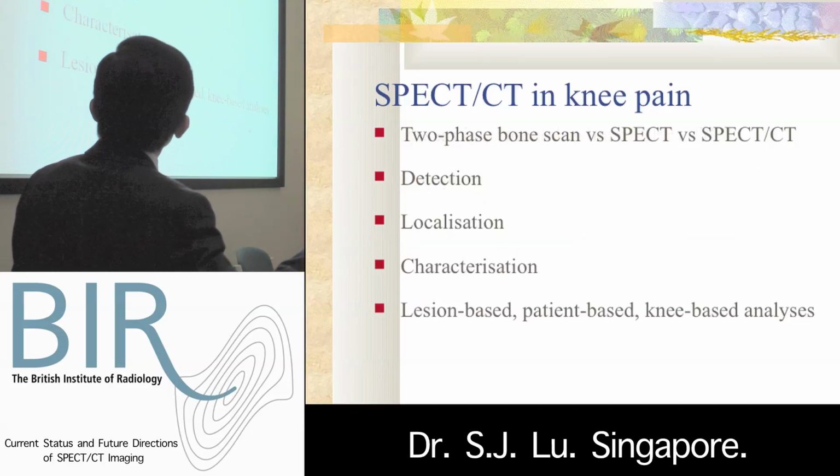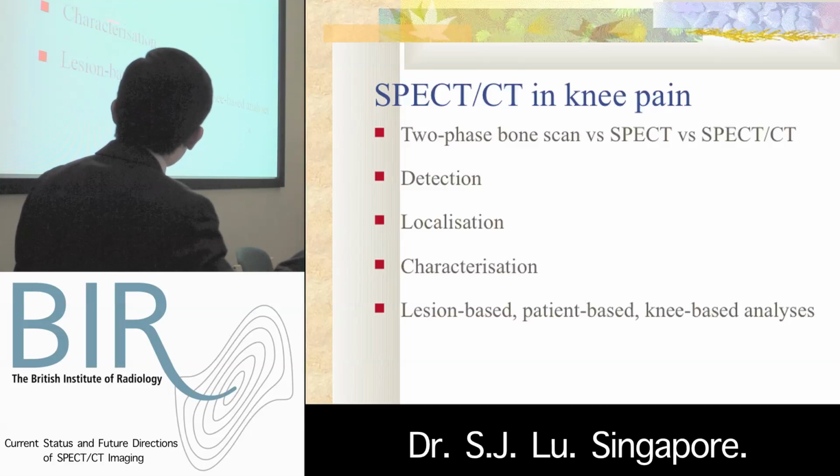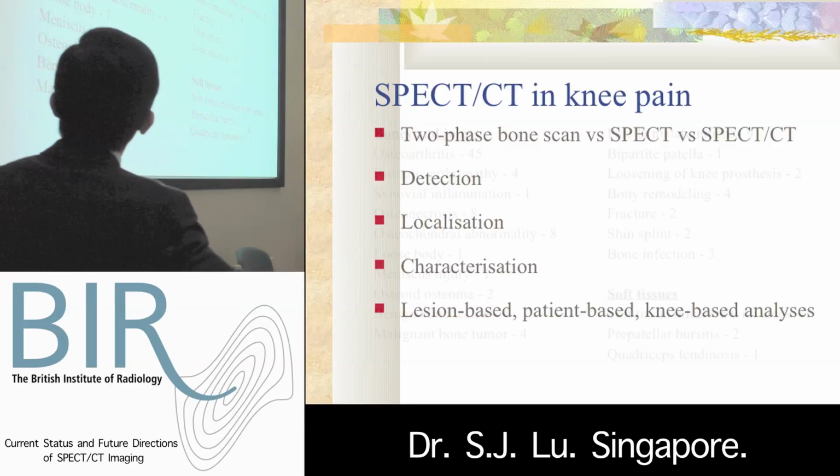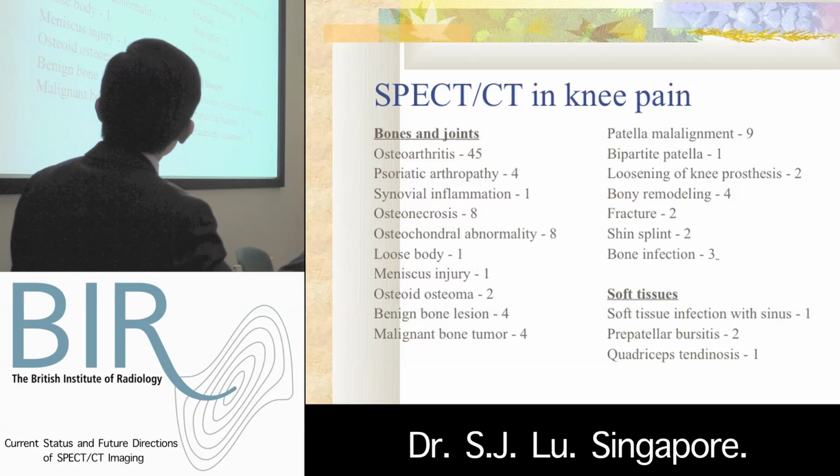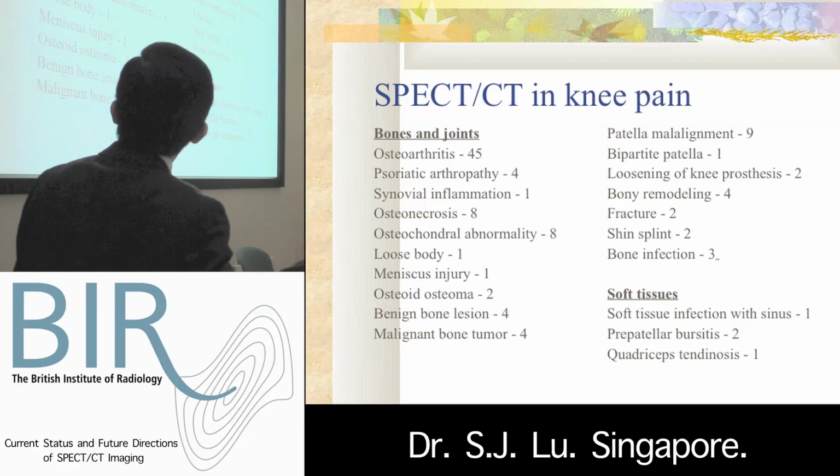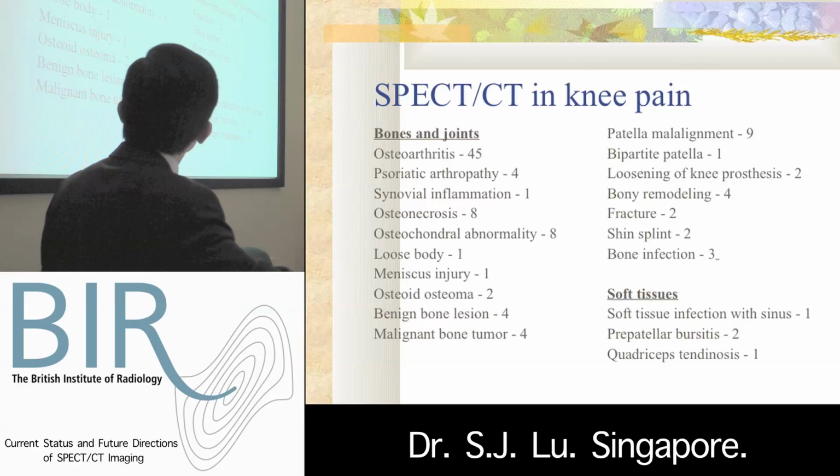And comparison was made with respect to detection, localization, and characterization of bone lesions. Lesion-based analysis, patient-based, and knee-based analysis were performed. And a wide spectrum of knee lesions were assessed in this study, most common of which is osteoarthritis, and also there is bone tumors, infection, trauma, and soft tissue abnormalities.